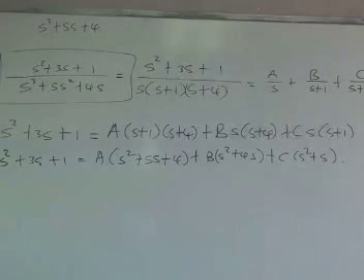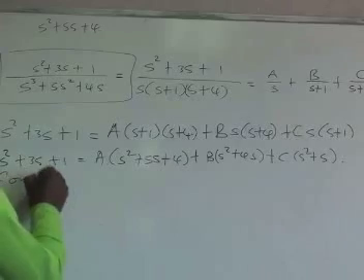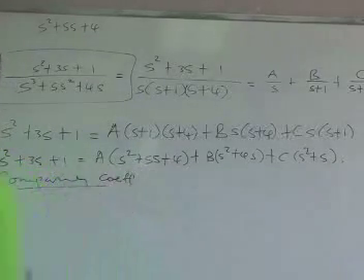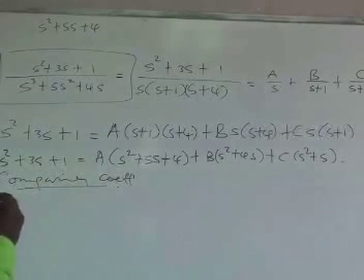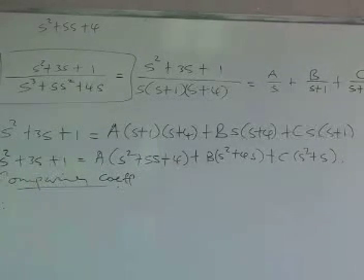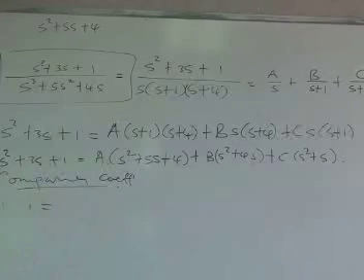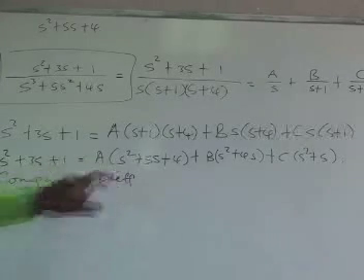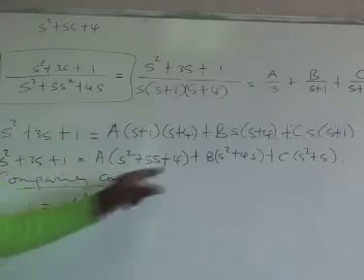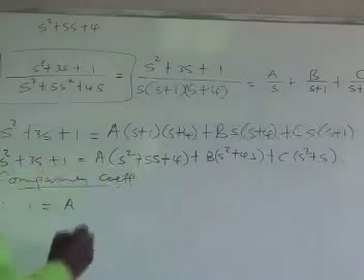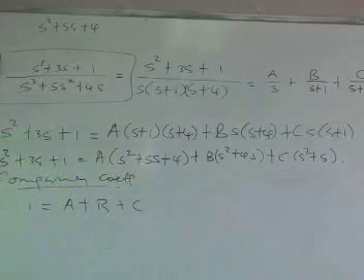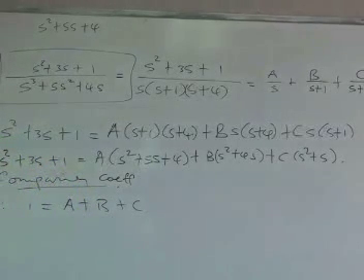So what we do next is simply compare coefficients. We have for the variable s squared, to the left, the coefficient here is 1. That must be equal to, on the right, you can see there, A, with B being added and C. So we generate that expression.